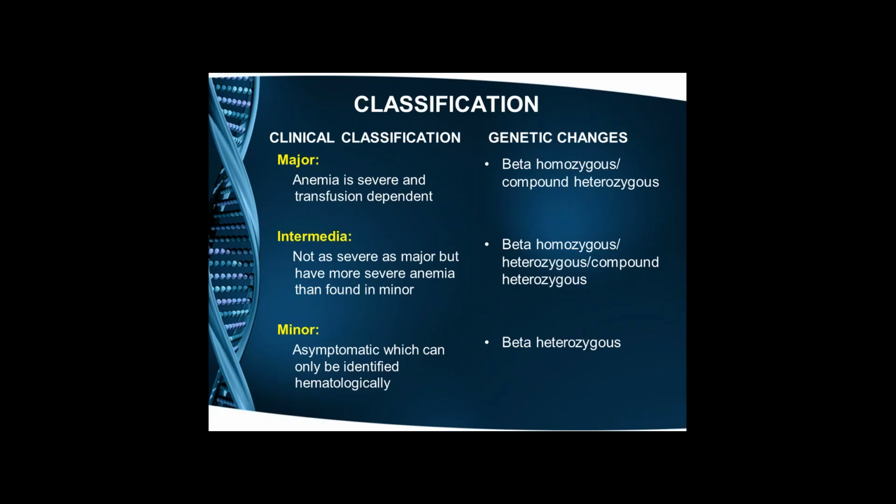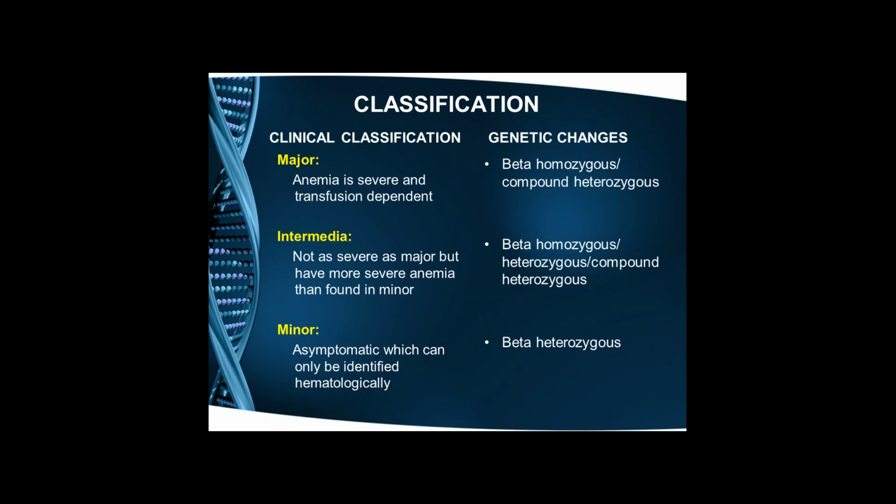We should well be aware of what the various classifications are, because the thalassemia major, intermediate, and minor that we talk about are generally the clinically classified ones. But we, as pathologists, should use the terms homozygous, heterozygous, compound homozygous, or double heterozygous.